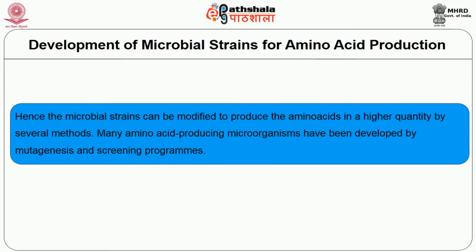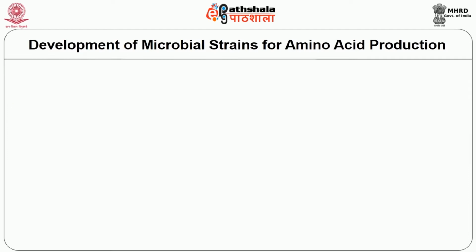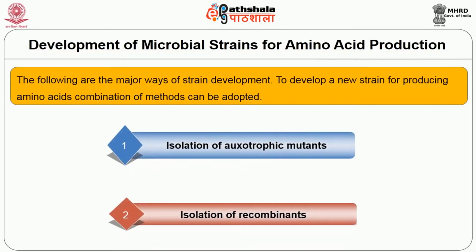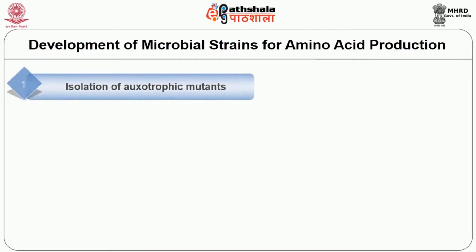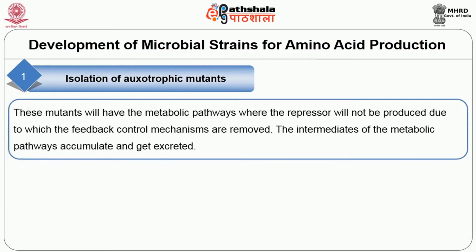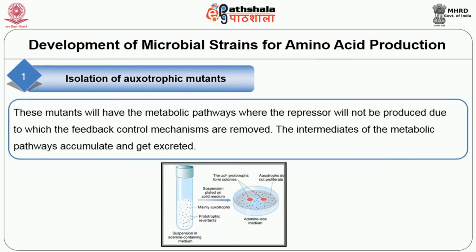Many amino acid producing microorganisms have been developed by mutagenesis and screening programs. The following are the major ways of strain development. So, to develop a new strain for producing amino acids, a combination of methods can also be adopted. So, the first method is isolation of auxotrophic mutants. These mutants will have the metabolic pathways where the repressor will not be produced, due to which the feedback control mechanisms are completely removed. The intermediates of the metabolic pathways, they accumulate and get excreted.